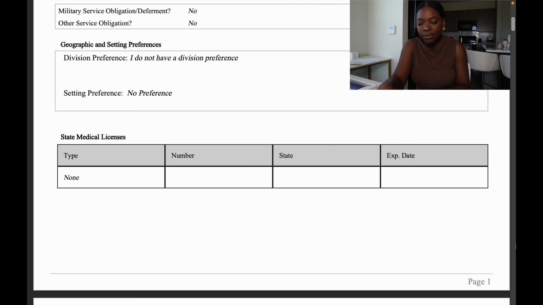For me, when it came to geographic and settings preferences, I do not have a preference, and for setting preferences, definitely no preference. And the reason why I did that is because, as you guys know, I'm an immigrant to the country. I'm originally from Ghana, did high school in Ghana before moving here. And although I have family in the United States in different states, I particularly do not have any ties to any state. I will move to go anywhere to get my educational training.